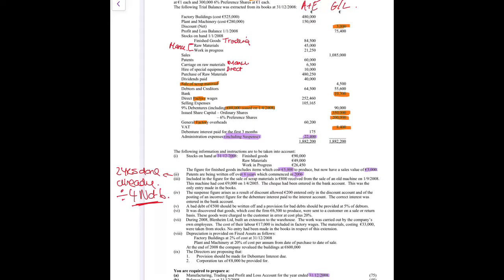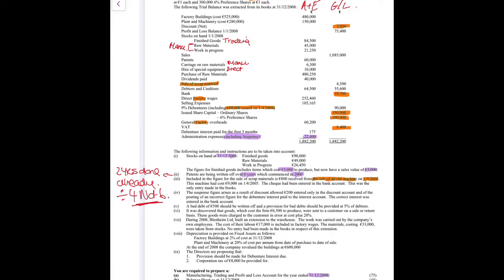Okay, next is included in the sale of scrap materials is 800 euro received from the sale of an old machine on the 1st of the 9th 2008. Okay, so sale of an old machine. Okay, this is disposal of a fixed asset. Okay, so you have to use your steps. You have 6 steps usually on doing your disposal, so follow the 6 steps.